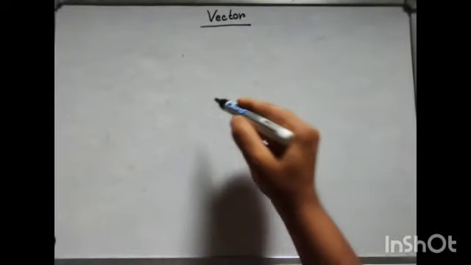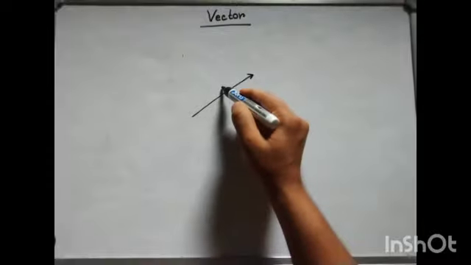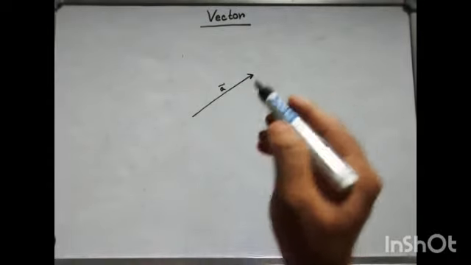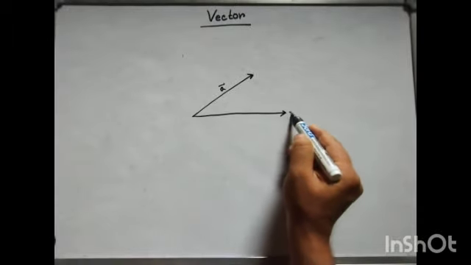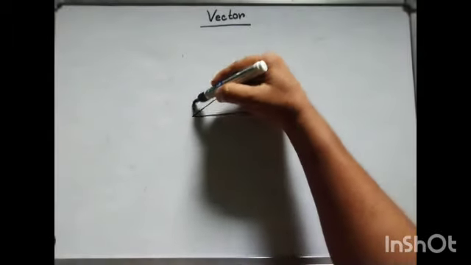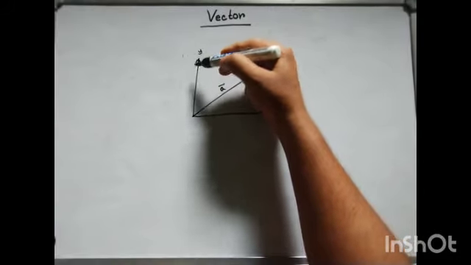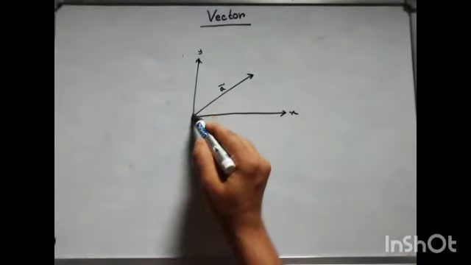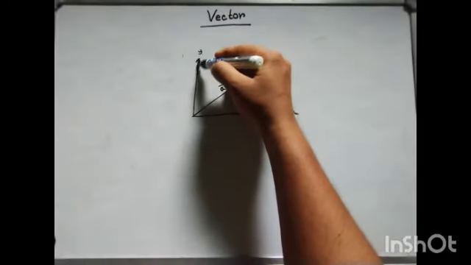Okay, now we'll learn how to break a vector into its components. Suppose this is given as a vector. Now I draw the x-axis and y-axis. The x-axis and y-axis are 90° to each other.